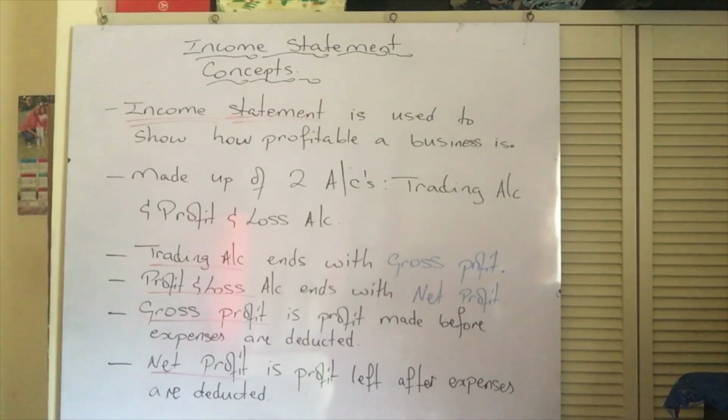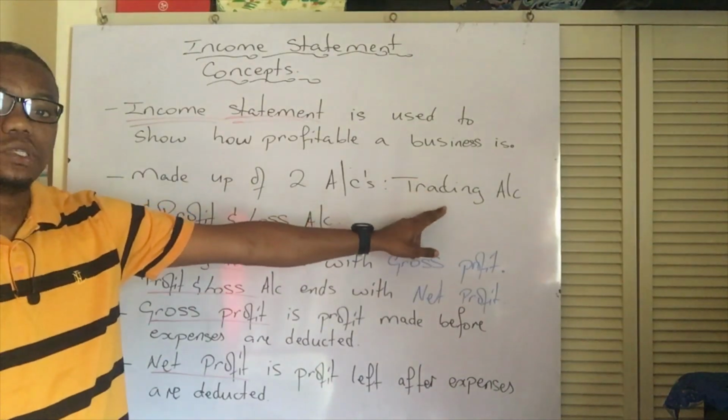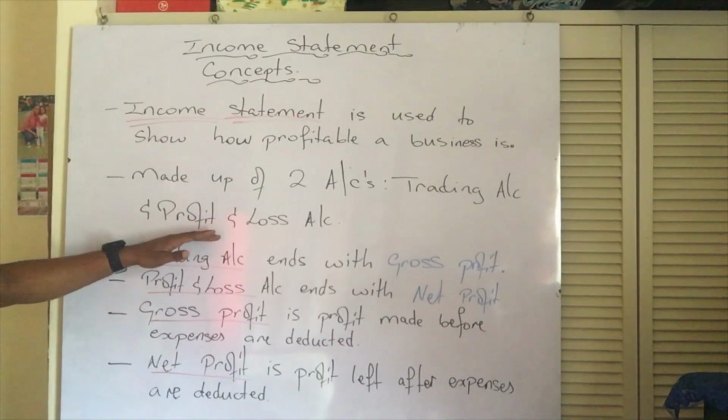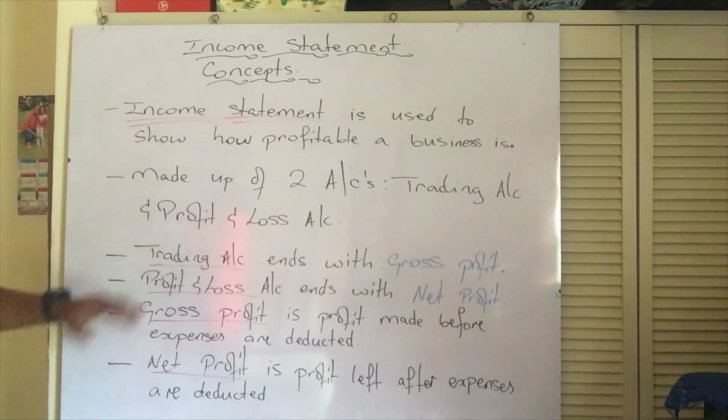The income statement is used to show or to calculate how profitable a business is. It's a financial statement that is prepared at the end of the accounting period, and that is the reason why it is called a final account. The income statement is actually made up of two accounts: the trading account and the profit and loss account. Very, very important for you to understand. Hence the old name, trading and profit and loss account.